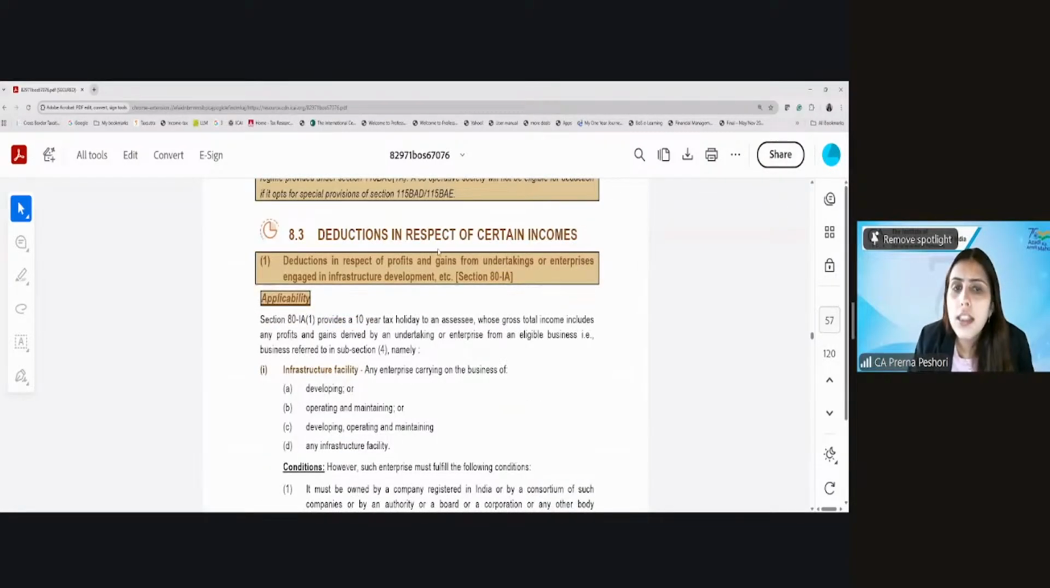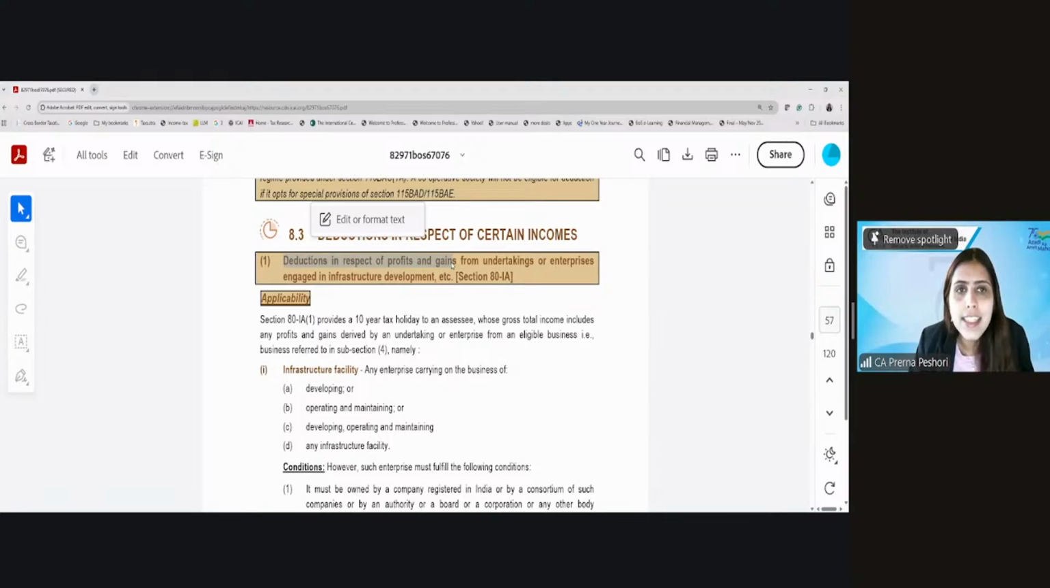So, deduction in respect of profit and gains from the undertaking or enterprises engaged in infrastructure development. If you see, it says deduction in respect of profit and gains from the undertaking. Basically these deductions given under 80-IA, 80-IB, all of these sections, are linked to profitability, students. This is to incentivize these kinds of businesses that this particular deduction is provided.